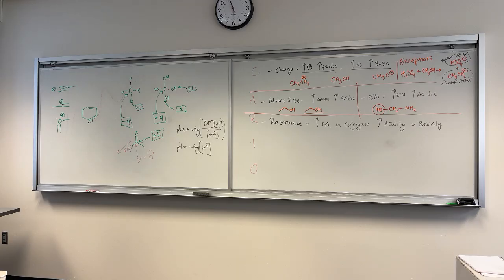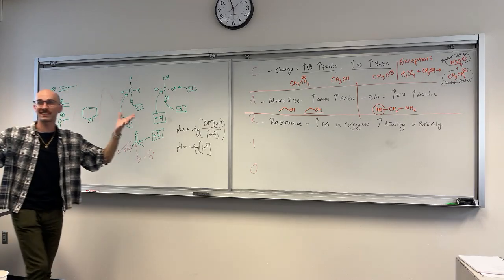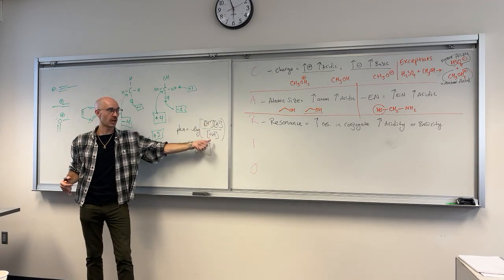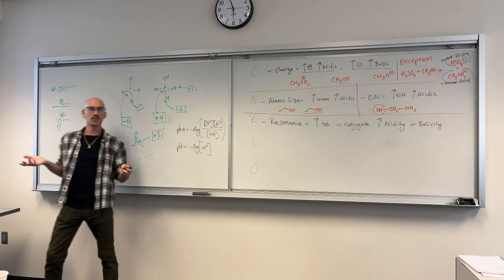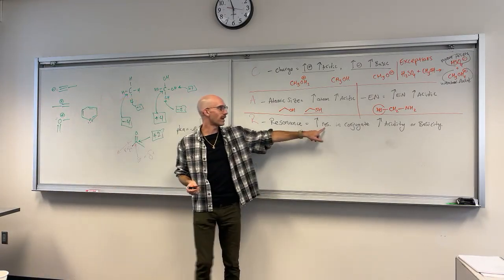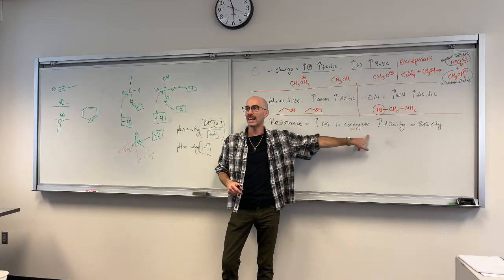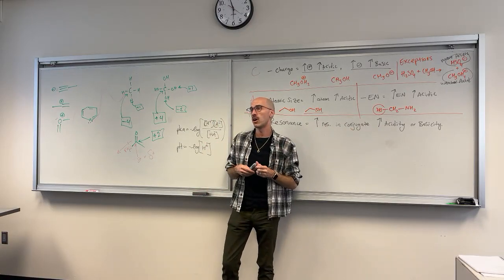Why? Because this compound as a base can delocalize its positive charge. So now when this cation forms in equilibrium, it's stabilized and it's less likely to go backwards. But the other one has no resonance stabilization. So increased resonance in the conjugate increases either acidity or basicity.